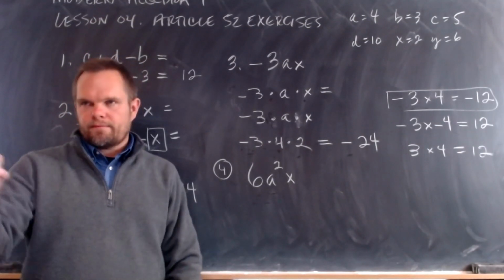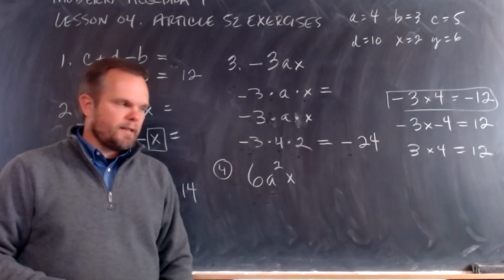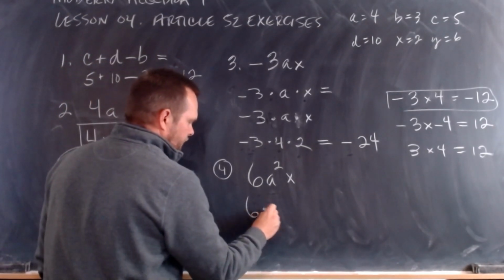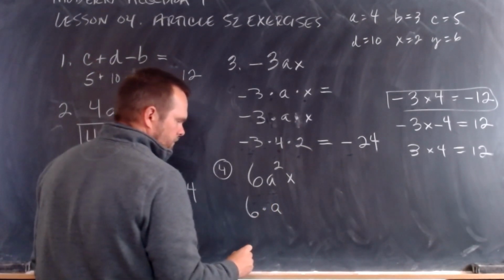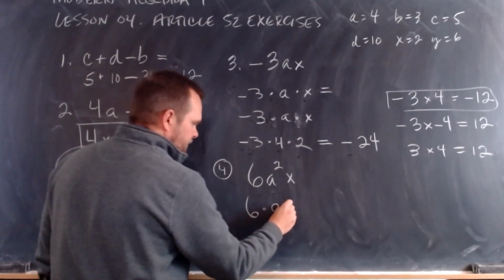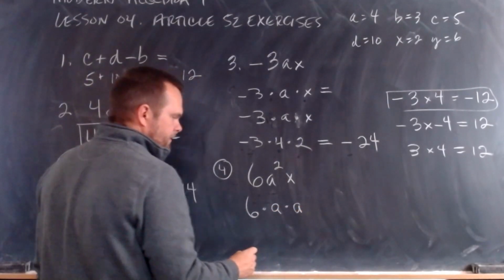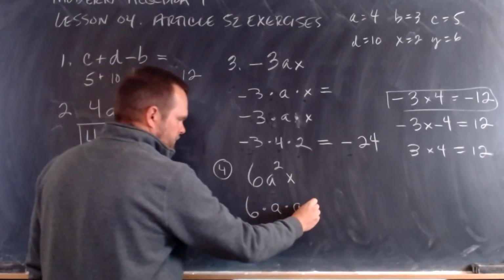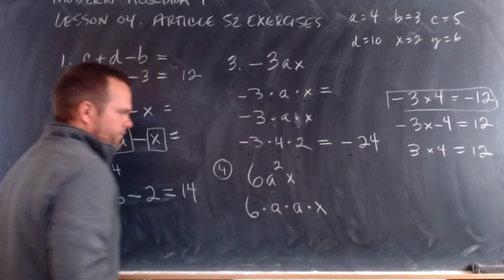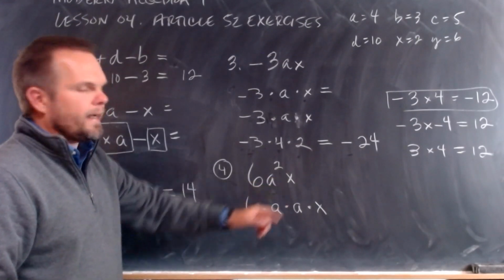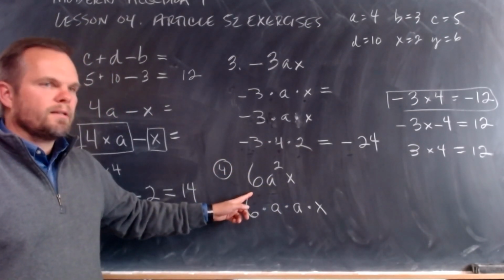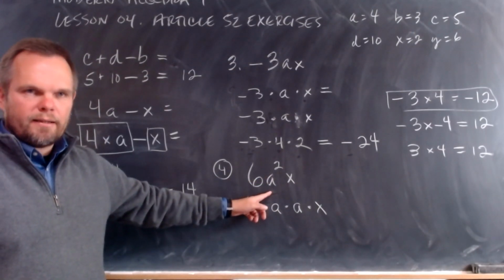What is that? 6 times A to the second power. What does A to the second power mean? Times itself. Right, times itself. 6 times A, keep going, times x. 6a squared x, that's the easy way to say it, but what it means is 6 times a times a times x.